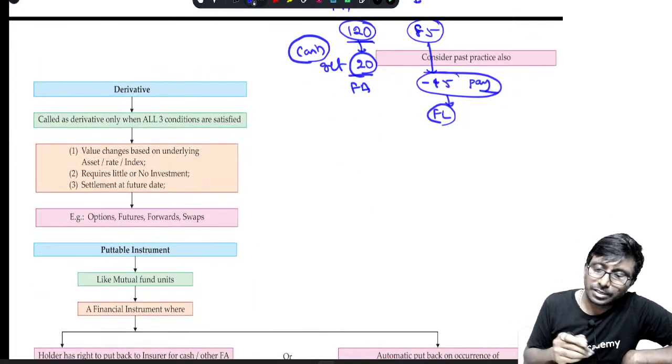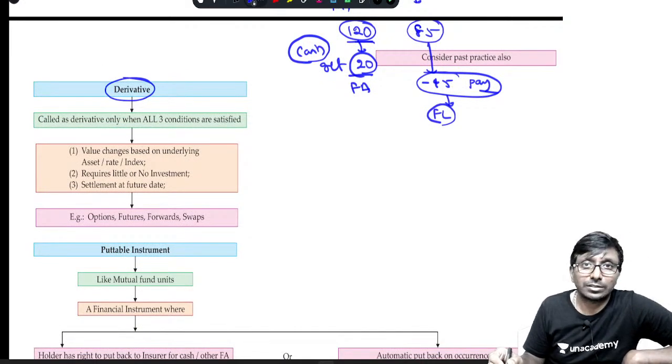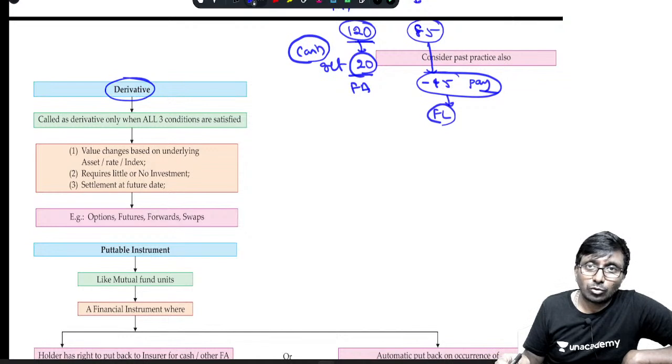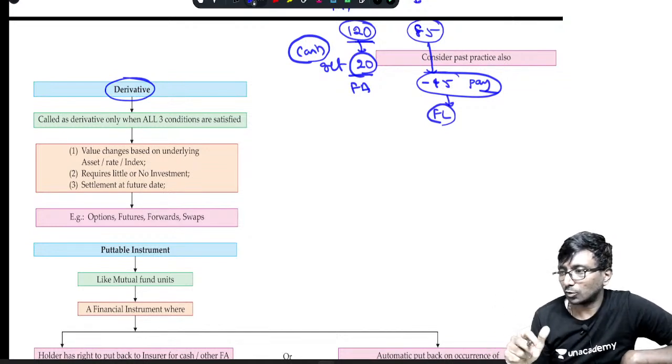Got my point? Next important definition, which is a derivative contract. I hope you are able to catch so far.